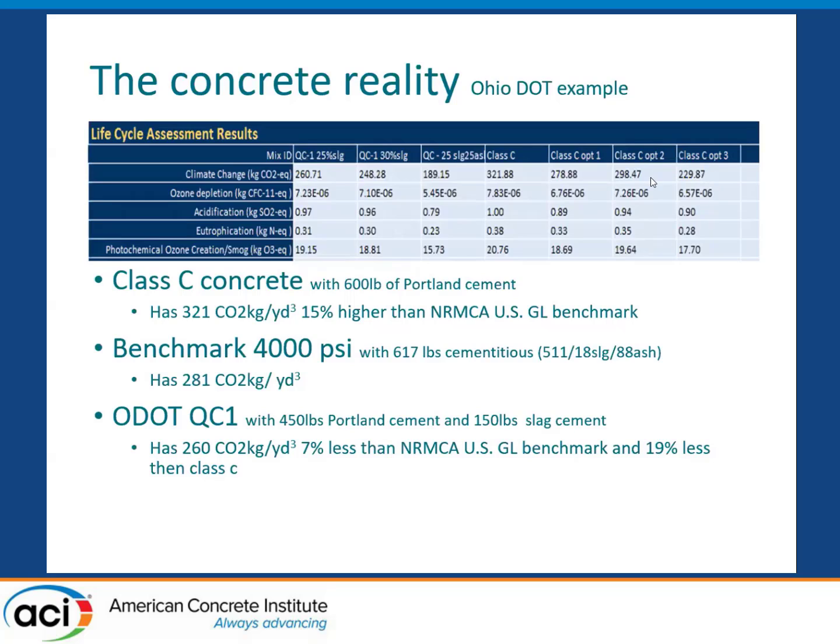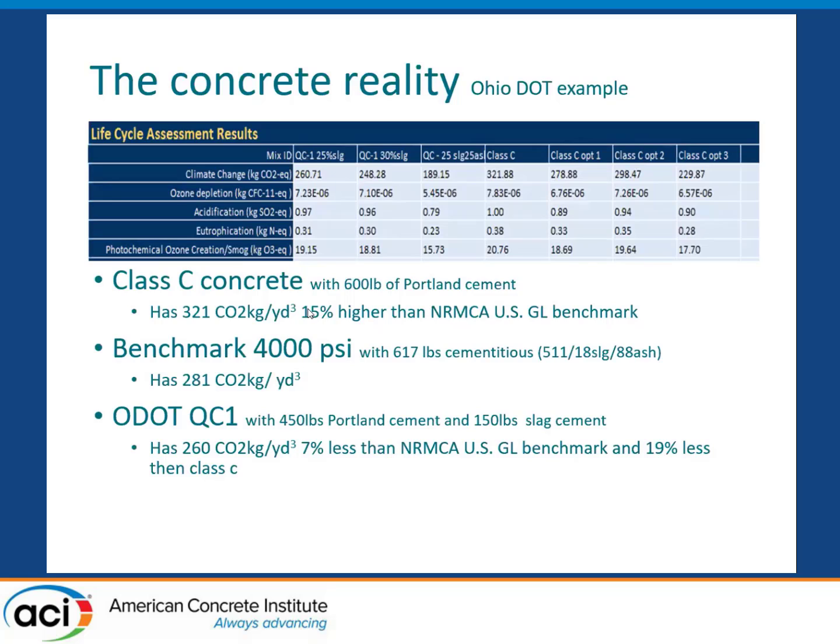So the fly ash, I believe, was at 15%. The slag was at 30%. So when we look at the Class C concrete, we can see that compared to the NRMCA industry benchmark. Now this NRMCA industry benchmark, this calculator that we're looking at, was based on their second iteration of their EPD. And in that EPD benchmark, we could see that if we would have had a Class C concrete from originally, we would be 15% higher than the NRMCA's benchmark.